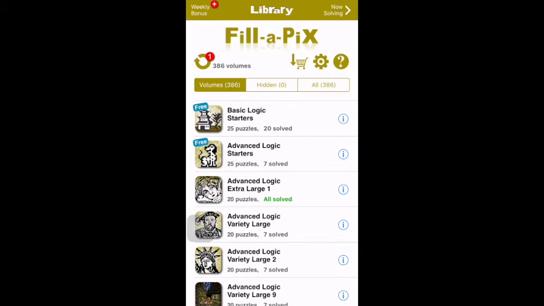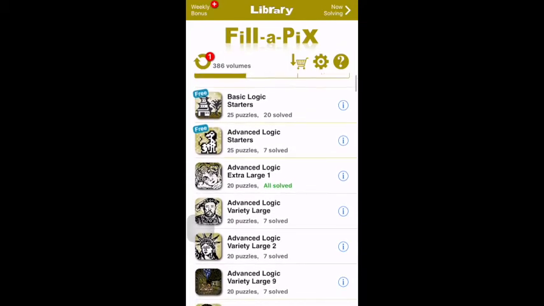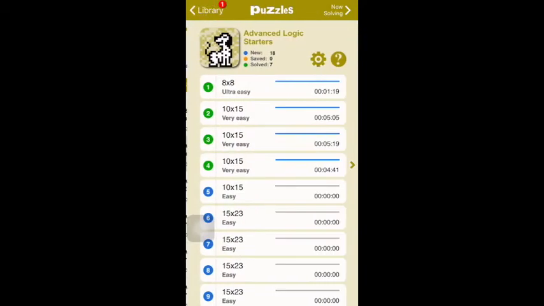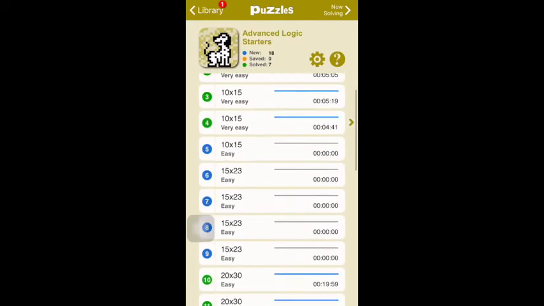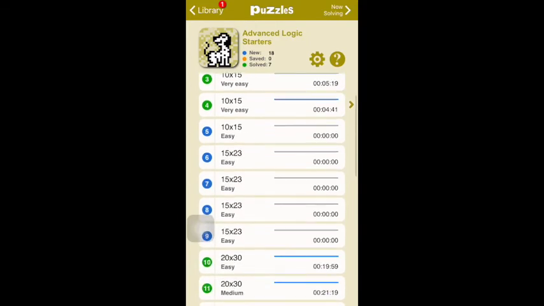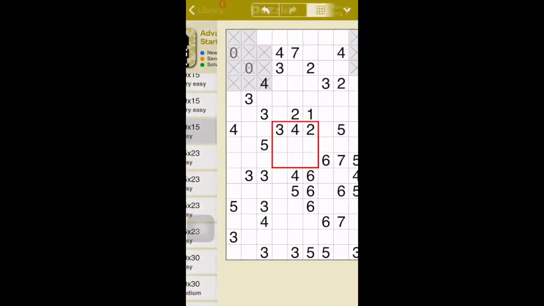I will continue with the advanced logic starters, the second one from the top, second pack, where we left off from my last video. So I will go ahead and start from puzzle number 5.